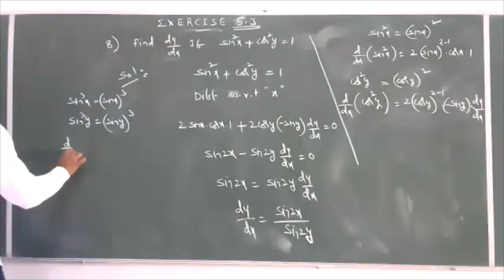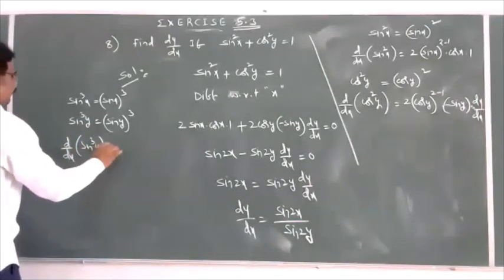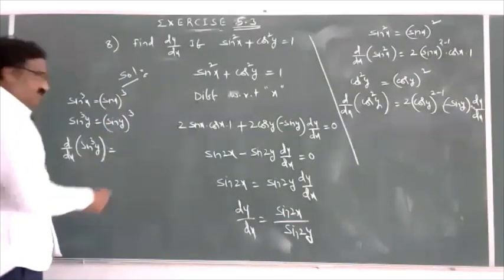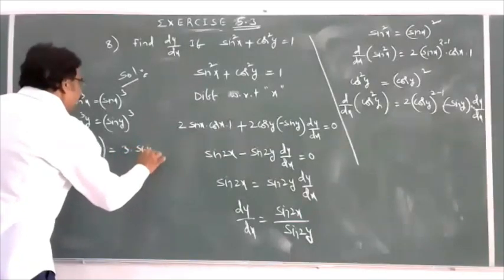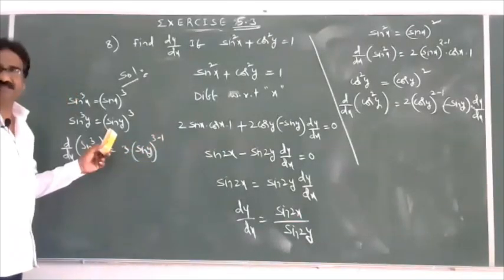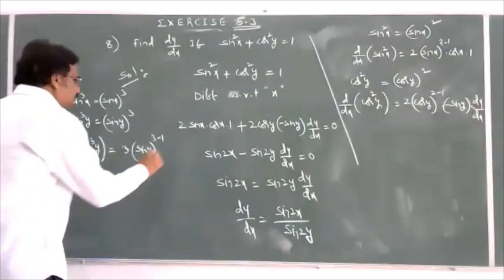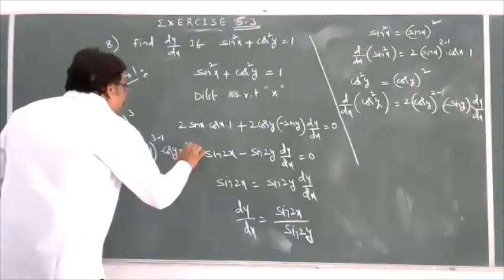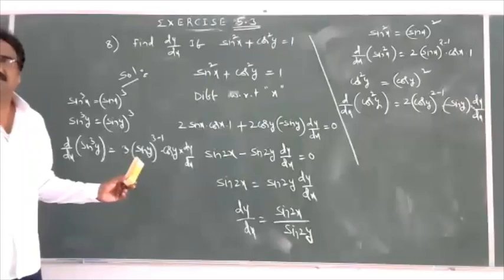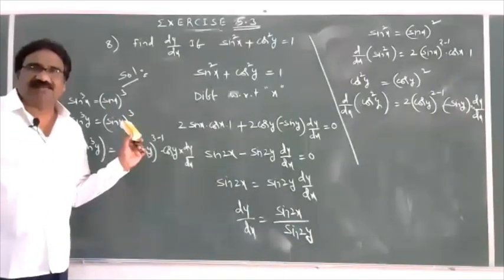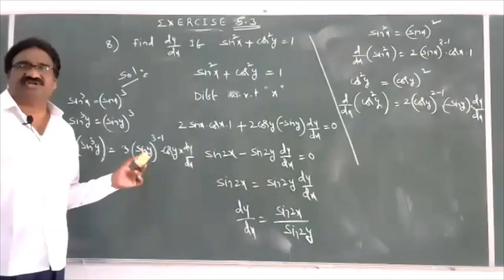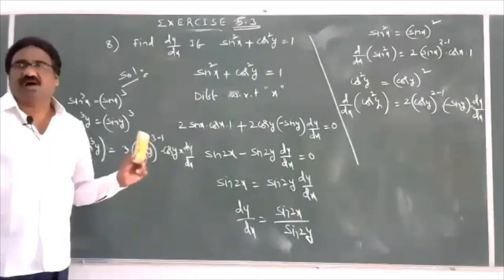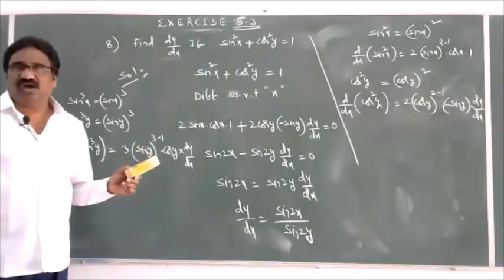So d by dx of sin cube y, for example, we require. Here using the x power n formula, n into x power n minus 1, that is 3 into sin y whole power 3 minus 1, into the derivative of sin y, cos y, into the derivative of y, dy by dx. So you can differentiate this type of given problems by using the function of function rule. So you remember how to solve this type of problems by using the chain rule, or function of function rule.